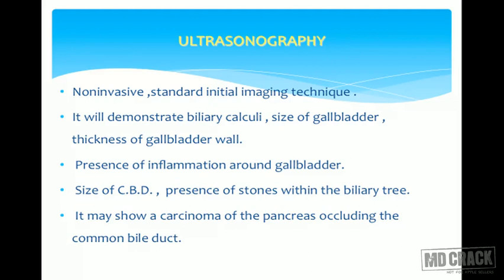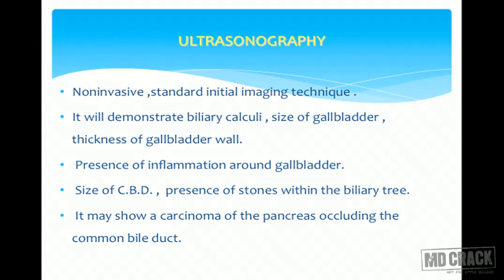It will demonstrate biliary calculi, size of gallbladder, along with the thickness of gallbladder wall, and any rent in gallbladder wall, because if severe cholecystitis is there and associated gangrene of gallbladder has occurred, ultrasonography can pick up any rent in the gallbladder wall. It will also pick up any collection in the gallbladder fossa between the liver and gallbladder, if there is formation of empyema in the gallbladder.